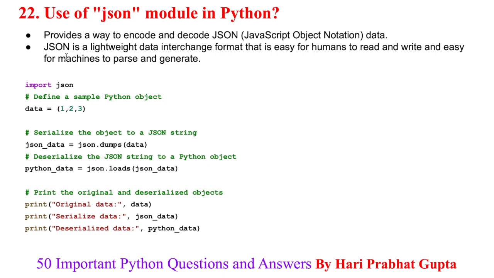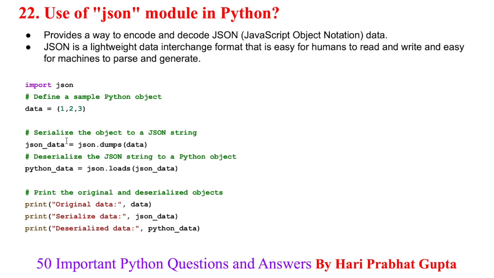To use the JSON module, we first need to import it: import json. Then we can encode a Python object to a JSON string using json.dumps, and decode a JSON string back to a Python object using json.loads. So dumps and loads are the same names as in pickle.